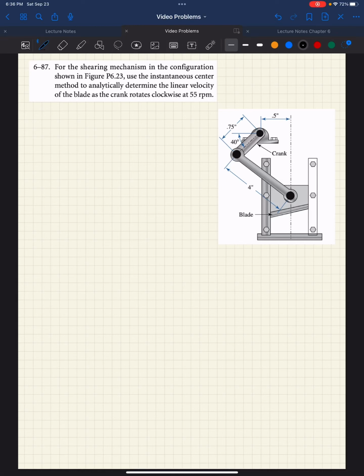Example problem 687. For the shearing mechanism in the configuration shown, use the instantaneous center method to analytically determine the linear velocity of the blade as the crank rotates clockwise at 55 RPM. Okay, so the first thing we're going to do is draw a kinematic diagram. We don't need all the instantaneous centers, but we're going to need a couple to solve this problem.